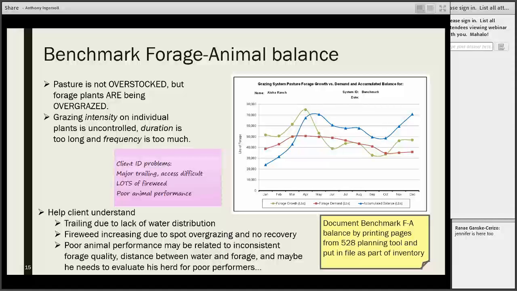At this stage, it's also important that we leave our paper trail and document the benchmark conditions. An easy way to do that would be by printing your benchmark forage animal balance pages from that 528 planning tool and putting in the file as part of your inventory. I put it right behind your grazing land condition score sheet and trend worksheet. Keep in mind, if you only print the graph, you're very limited in information. You don't know what animals you used to generate this. You don't know what acres or forage production you used to generate this. So you probably want to print a little bit more.